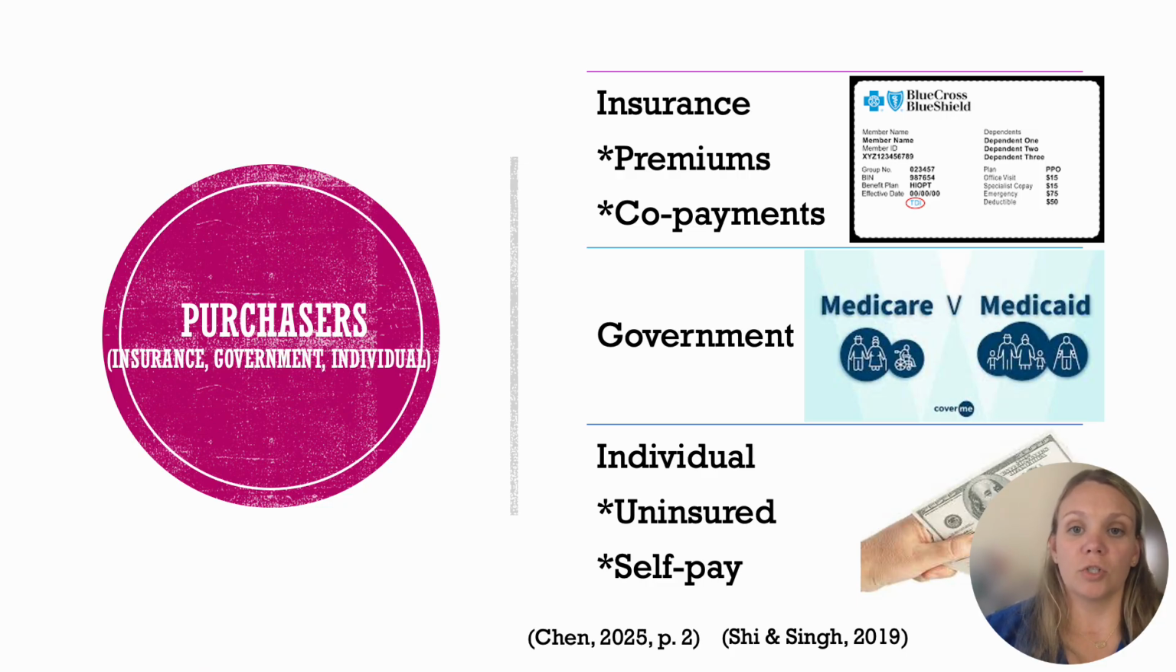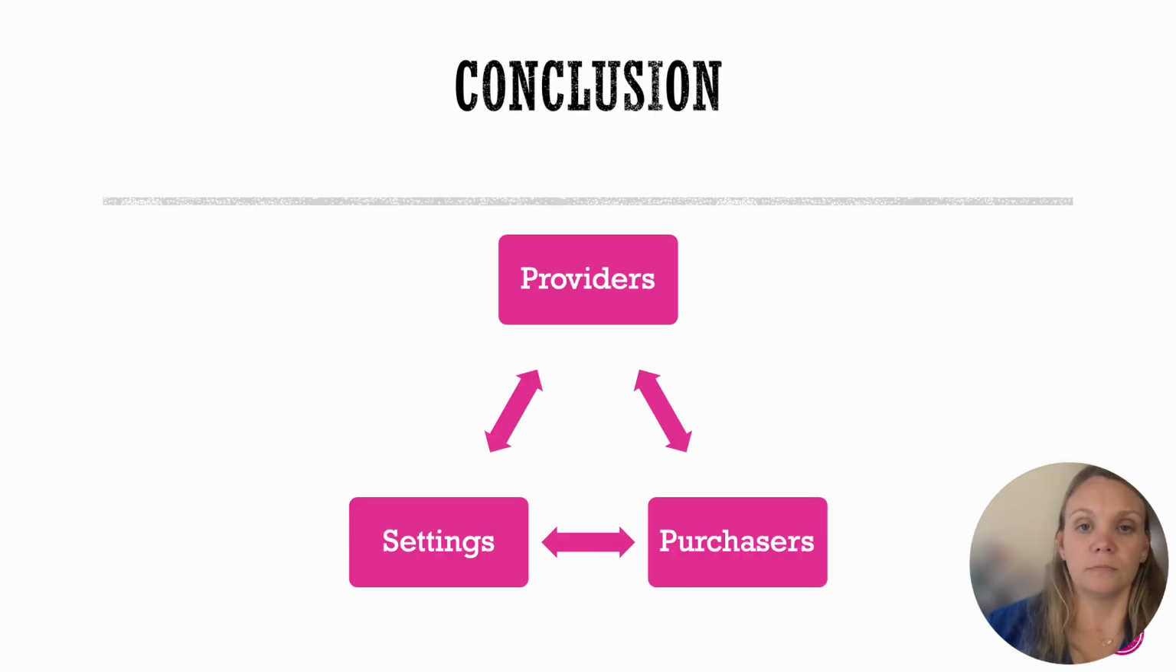Individual purchasers are uninsured and pay out of pocket for their medical care needs. The Affordable Care Act was proposed to help individuals that cannot afford health insurance and has decreased the number of uninsured individuals. Some facilities may offer payment plans so that patients are not turned over into collections.